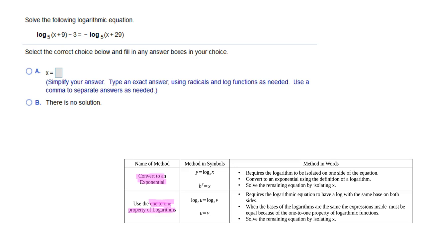And I told you earlier that we're looking for logs being on one side or logs being on both sides. But this example shows we have to be careful jumping too fast because I do have logs on both sides. However, that minus 3 kind of throws things off. I need to have logs on both sides and only logs on both sides. So this one I am going to rearrange to make it work for the first method. So to do that, I want the logs on one side and everything else on the other side.